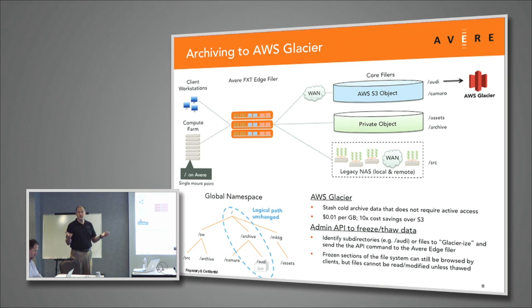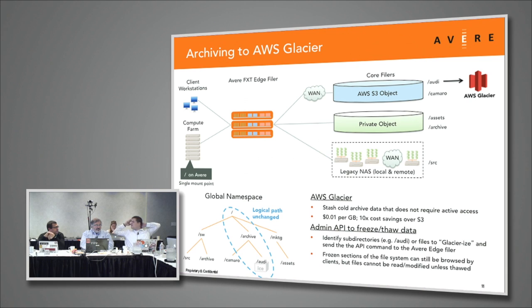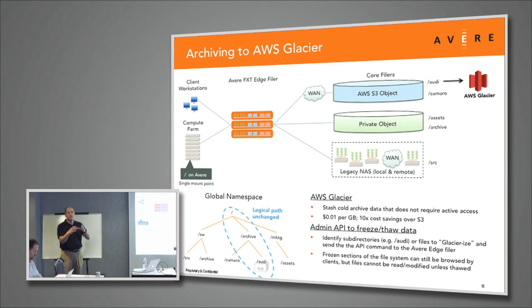And then the read is a fail. Glacier has an SLA of 3 to 5 hours. So the point is, the data is not available, but the catalog of it, the directory structure, the previews, all that is.